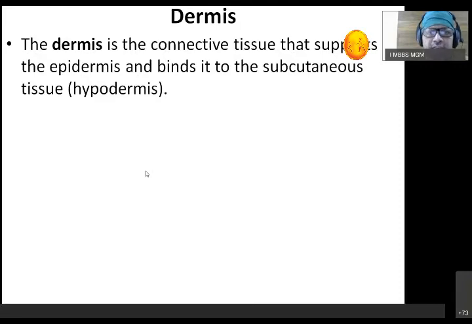The connective tissue that supports the epidermis and binds below the dermis, deep to the dermis, is the fat layer. As you may have dissected and seen when you lift the skin, you see the fat layer; that is the hypodermis. Why are we using these terms?